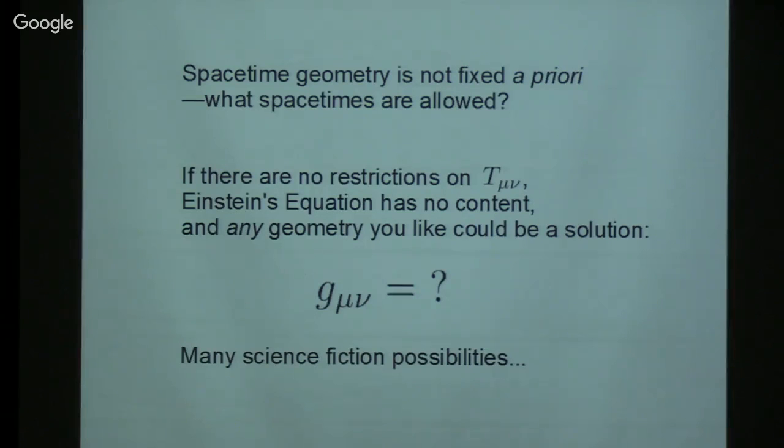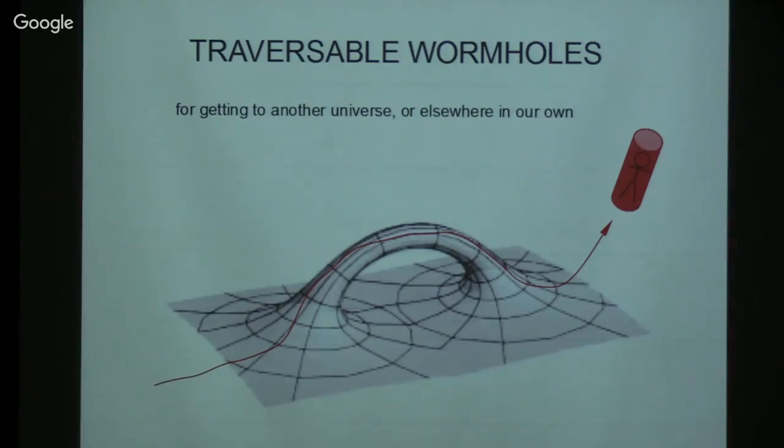So whatever science fiction possibilities you might want to dream about, for example, maybe you want to take a picnic in the Andromeda galaxy, and you want to take a shortcut through a traversable wormhole and get there right away. Well, you can write down a metric of general relativity that has that property and is supported by some stress-energy tensor configuration in the middle.